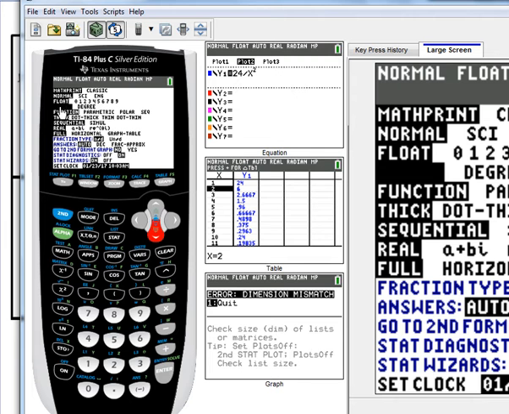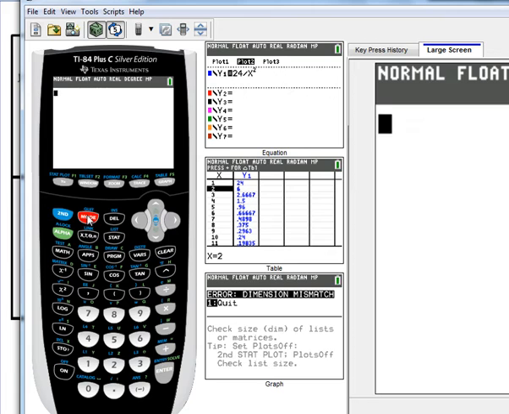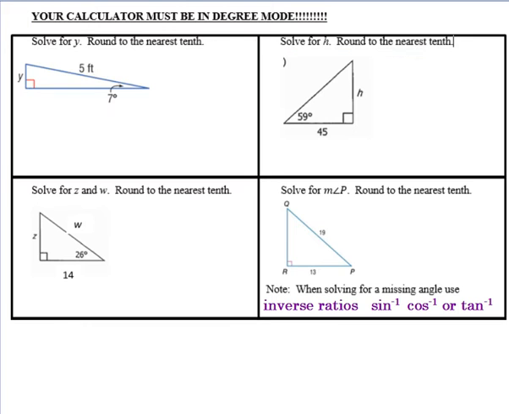We're currently in radian mode. We need to switch that over to degree. So just slide it over, press enter, and then second mode quits you out of it. So we need to be in degree mode. That's going to make a big, big difference on how we actually solve these problems.